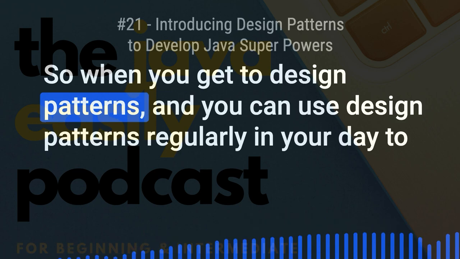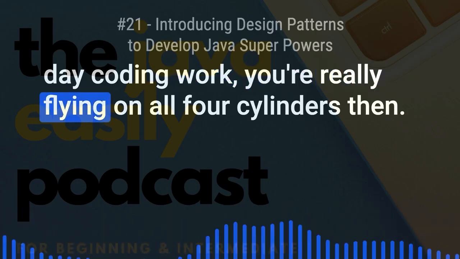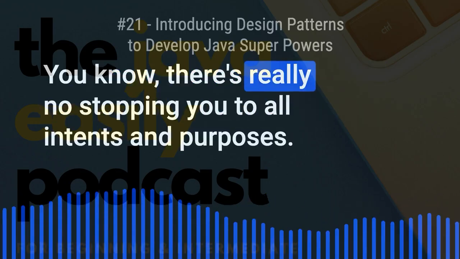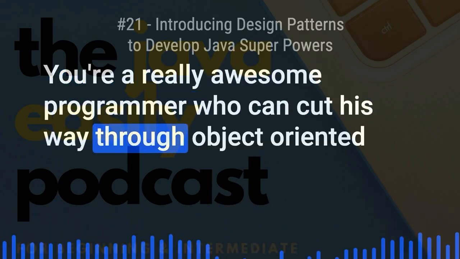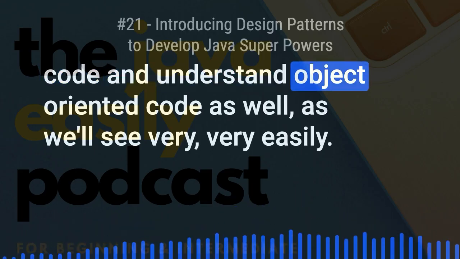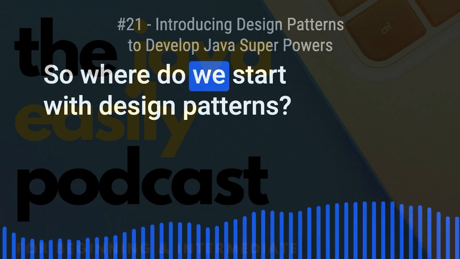So when you get to design patterns, and you can use design patterns regularly in your day-to-day coding work, you're really flying on all four cylinders then. You know, there's really no stopping you. To all intents and purposes, you're a really awesome programmer who can cut his way through object-oriented code and understand object-oriented code as well, as we'll see, very, very easily. So it's a great skill to have. So where do we start with design patterns?